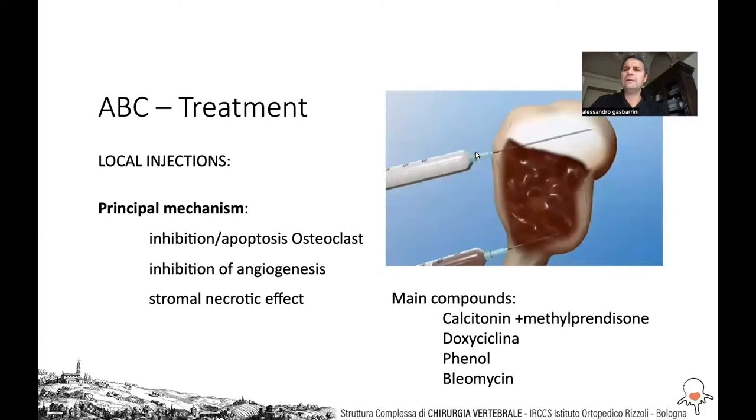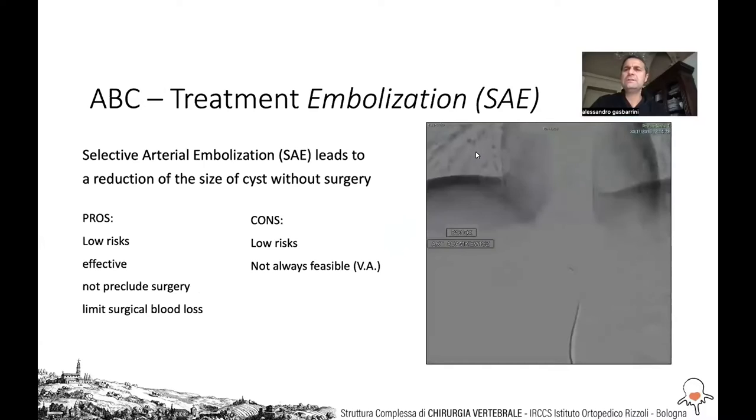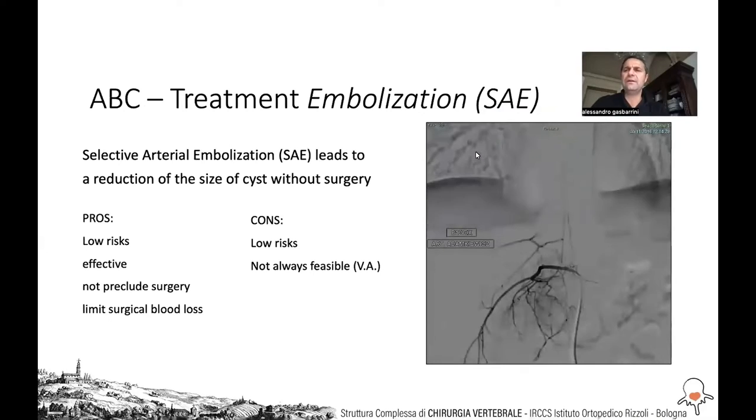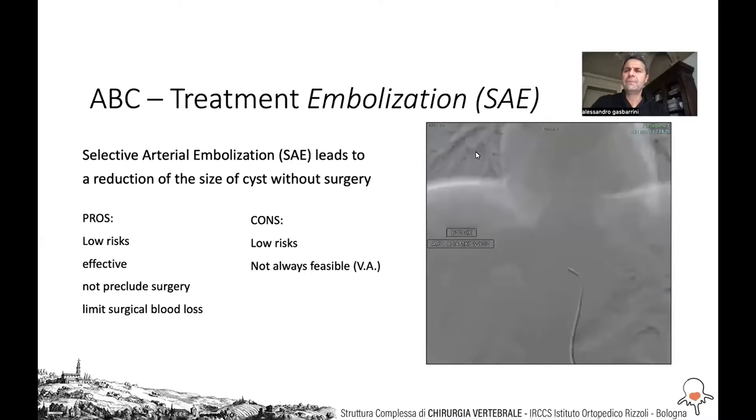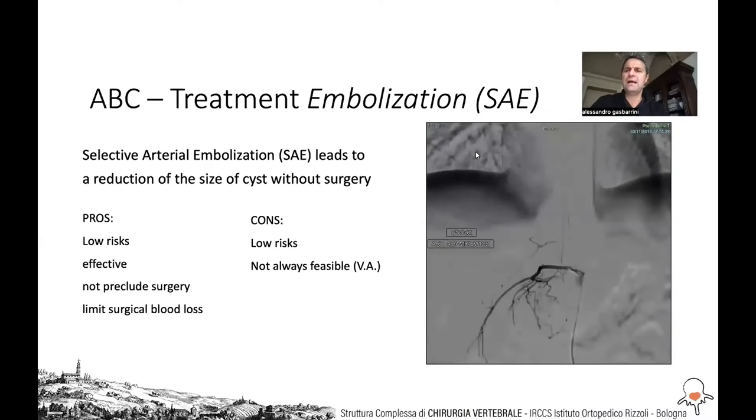The concept behind the efficacy of the local injection is the osteoclastic plus angiogenesis inhibition of the stromal necrotic cataract. Many different substances have been used: calcitonin and methylprednisolone, doxycycline, phenol, bleomycin. The gold standard treatment nowadays is selective arterial embolization. Its effect is the reduction of the cyst size. It can be repeated multiple times until the cyst is extinguished.